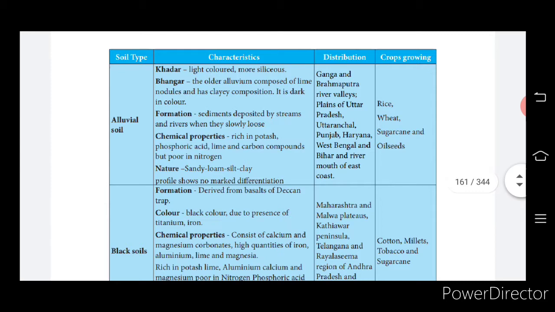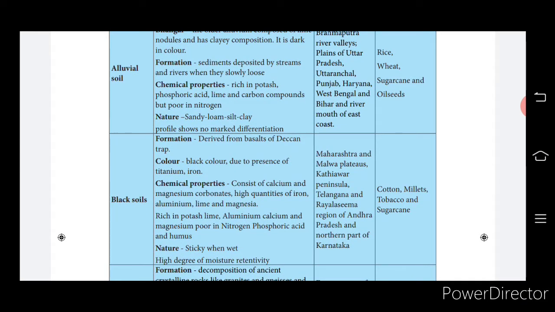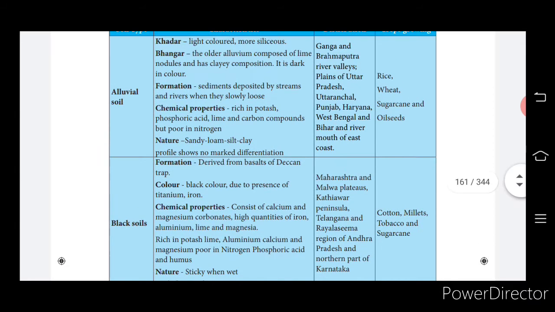Distribution, now I am going to tell you, is Ganga and Brahmaputra valleys, plains of UP, Uttaranchal, Punjab, Haryana, West Bengal, etc. And the crops growing are very important. What we are eating daily is rice and wheat. That is from the alluvial soil it grows, sugar cane and oil seeds.